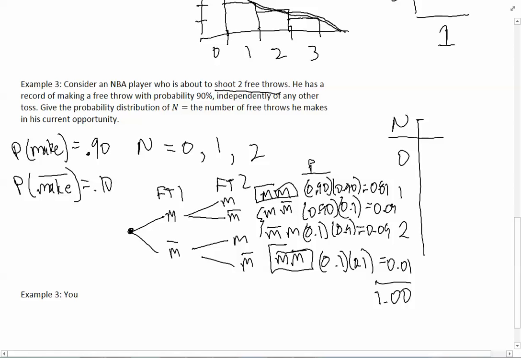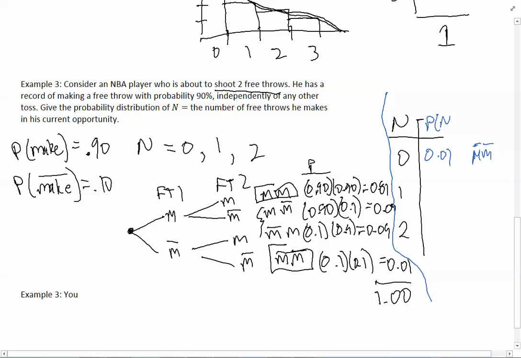So coming back to this over here, now that we have this diagram, we can really easily go in here and say, well, what is the probability that he makes 0 free throws? Well, what does that mean? Well, that means that he misses both free throws, right? If he makes 0 of them, then he misses both of them. Well, we know there's a 0.01 chance of that.